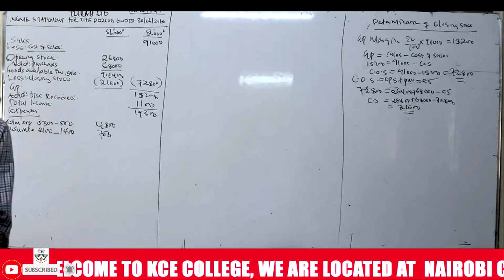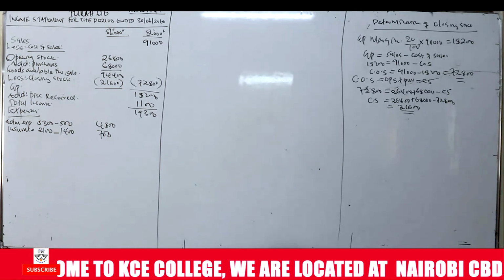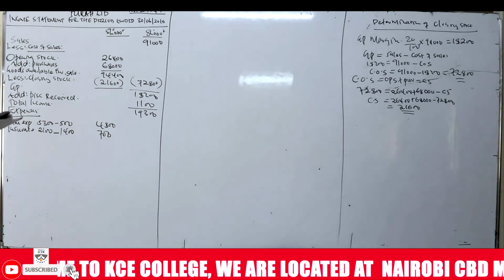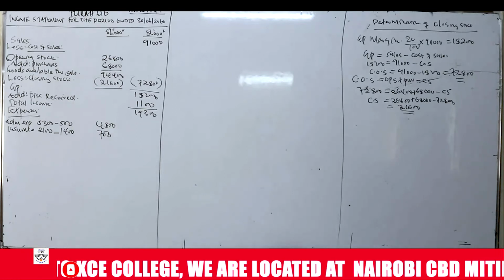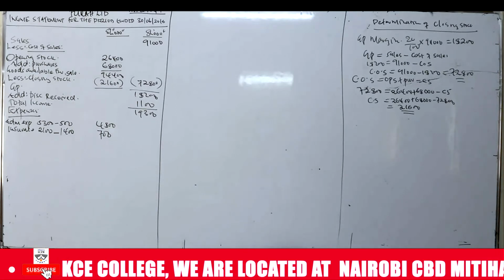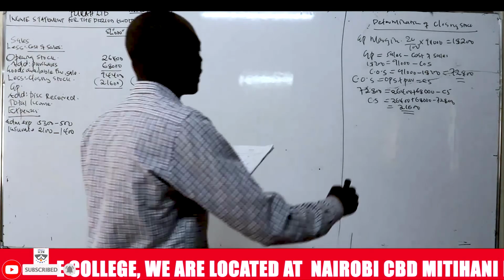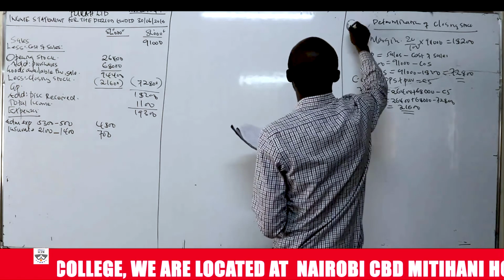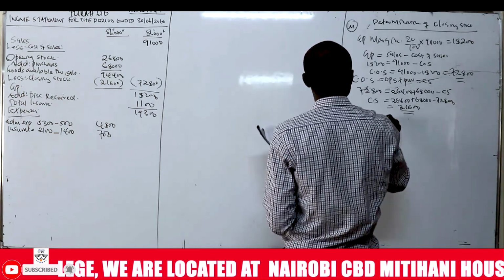Sawa. Tunaenda note number 4. Debtors amounted to 650 had been unable to pay. So debtors had been unable to pay. This amount should be written off. So we come here, this is working number 1. And then we have now working number 2. Debtors, we have debtors here.